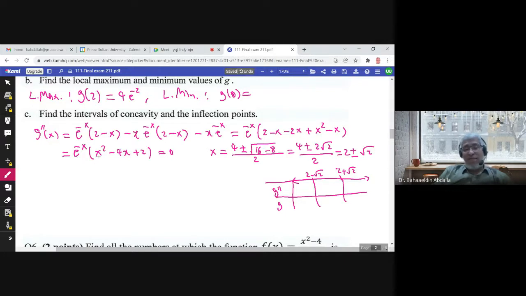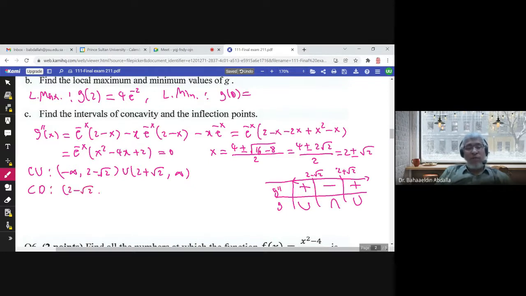Anyway, I know that this is x squared. So between the zeros, the sign would be opposite to the sign of x squared. So the sign here would be negative, and here would be positive. So here the function is concave up, concave down, concave up. So concave up would be from negative infinity to 2 minus square root of 2, union from 2 plus square root of 2 to infinity, and concave down from 2 minus square root of 2 to 2 plus square root of 2.